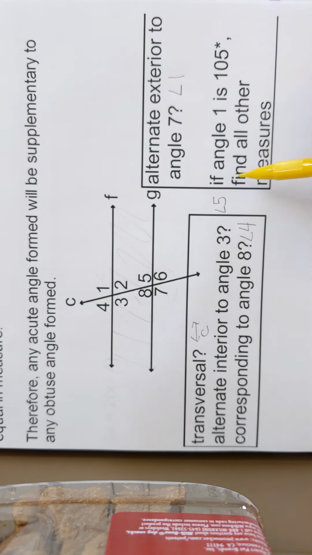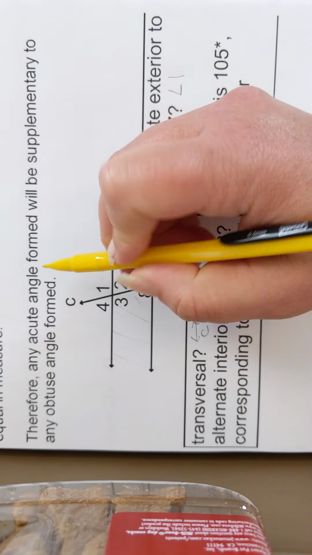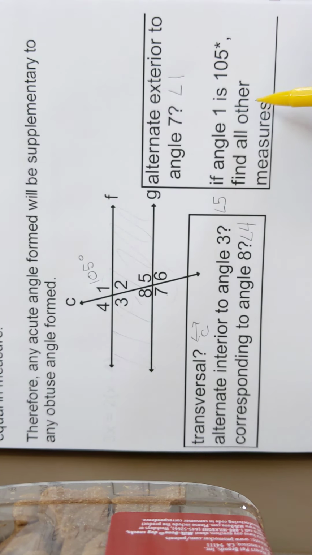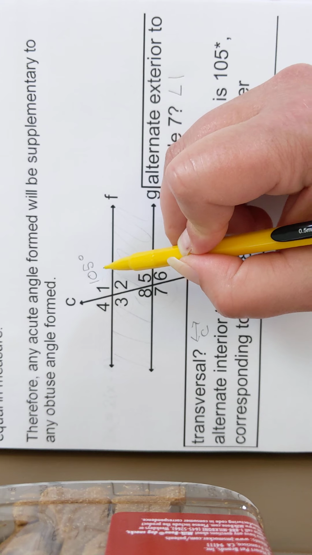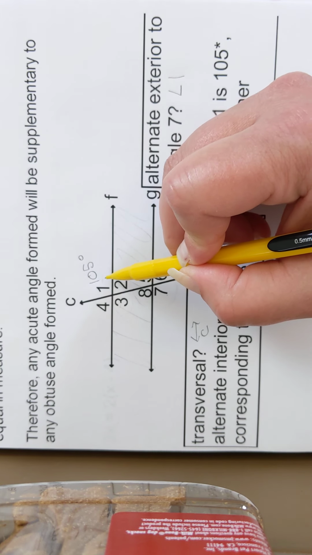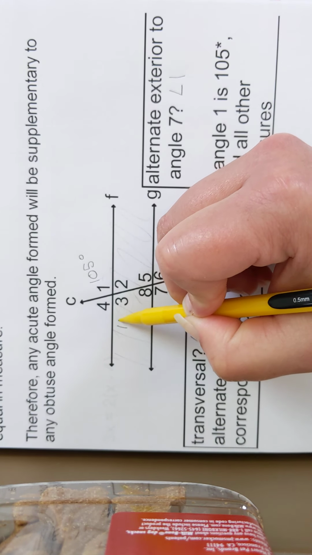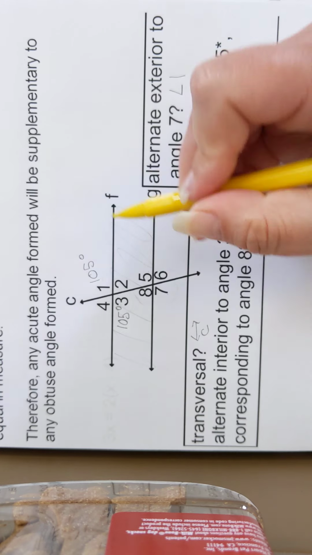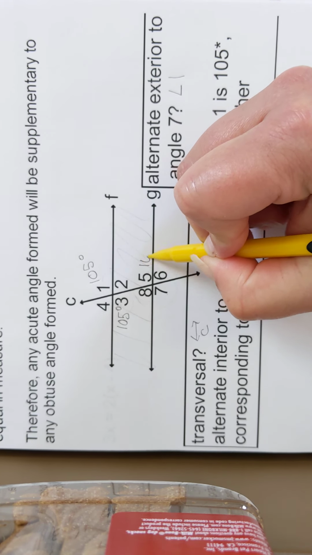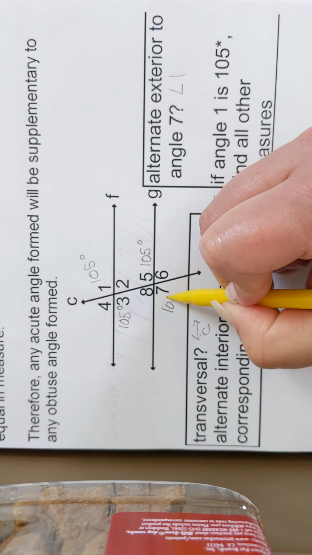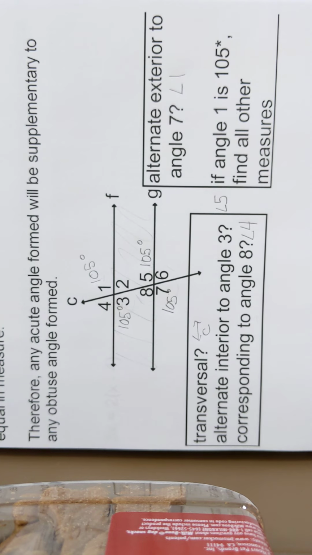Now, here's the big one. If angle 1 is 105 degrees, let me mark that on here, 105 degrees. Find all other measures. Okay, what do I know about every obtuse angle then in this figure? Every obtuse angle is going to be equal to this. So angle 3 is obtuse, 105 degrees. Angle 5 is obtuse, 105 degrees. Angle 7 is obtuse, 105 degrees. So I'm halfway finished.